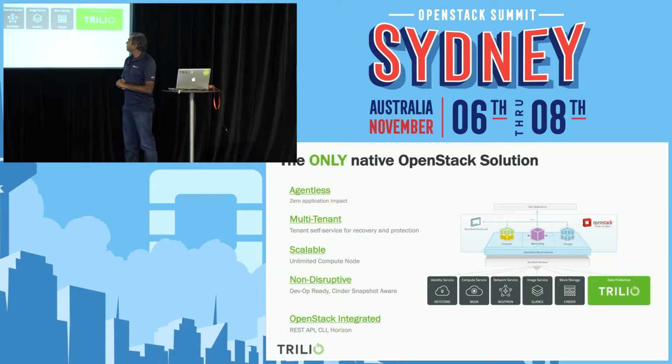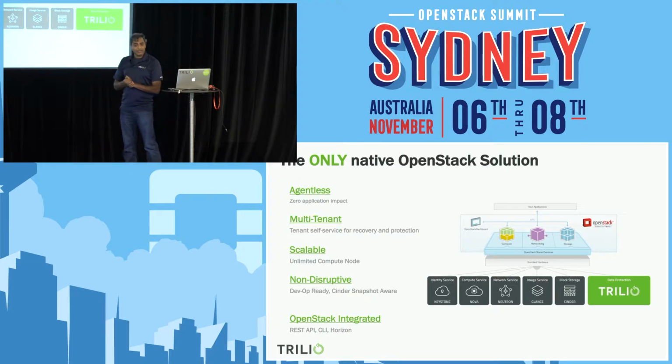Trilio is the only solution that is built for OpenStack from the ground up, based on the architectural principles of OpenStack. We are multi-tenant aware, so whether you have 10 tenants or 1,000 tenants that you deploy, our backup is multi-tenant aware, and it is self-serviceable. Each tenant has their own backup tab where the end user can manage their own backups. That is a very simplified user interface that is available.